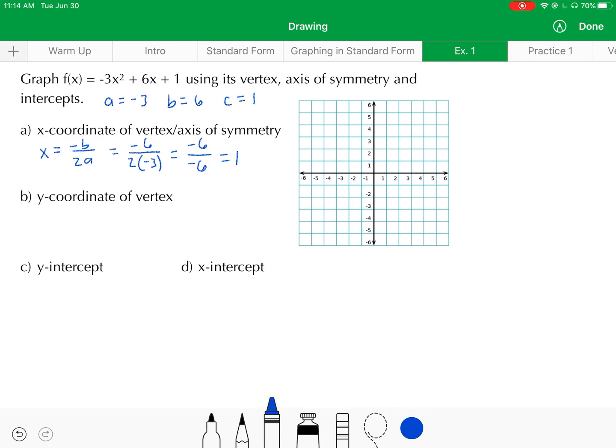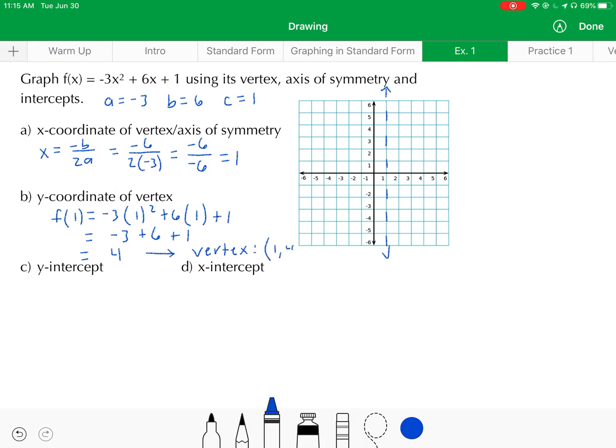Once we get that simplified number, that tells me I can put my axis of symmetry right here, drawn as a dashed line. Now I can find the y-coordinate of my vertex by evaluating the function at 1. So f of 1 equals negative 3 times 1 squared plus 6 times 1 plus 1. That gives me negative 3 plus 6 plus 1, which is 4. So my vertex is the point 1, 4. Let's go ahead and plot that.